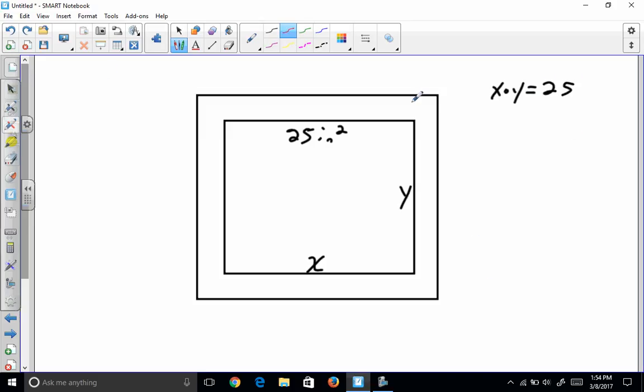Then we want to have margins of 1 inch. So this distance we want to be 1 inch. This distance we want to be 1 inch. This margin we want to be 1 inch. This margin we want to be 1 inch. So all the way around, each margin we want to be 1 inch.